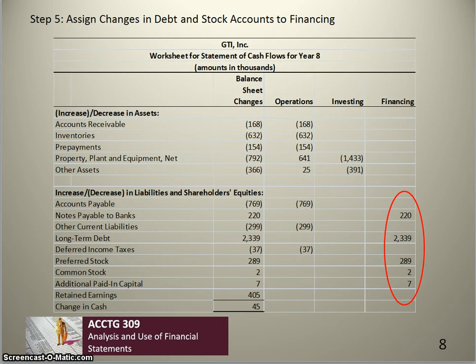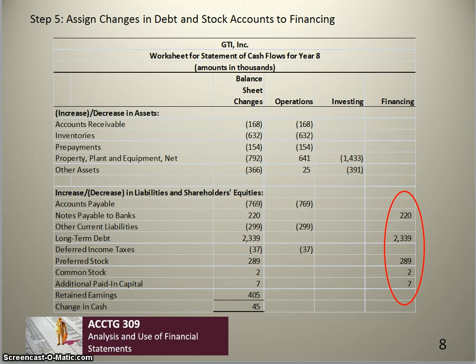The next step is to assign all the changes in the debt and stock accounts to financing. In this case, all of these accounts showed an increase, which indicates that GTI issued additional notes, long-term debt, preferred stock, and common stock to generate cash to finance its operations and investing activities. So the increase in notes of $220,000 indicates the addition of a net additional amount of notes payable of $221,000, and we allocate this to financing.